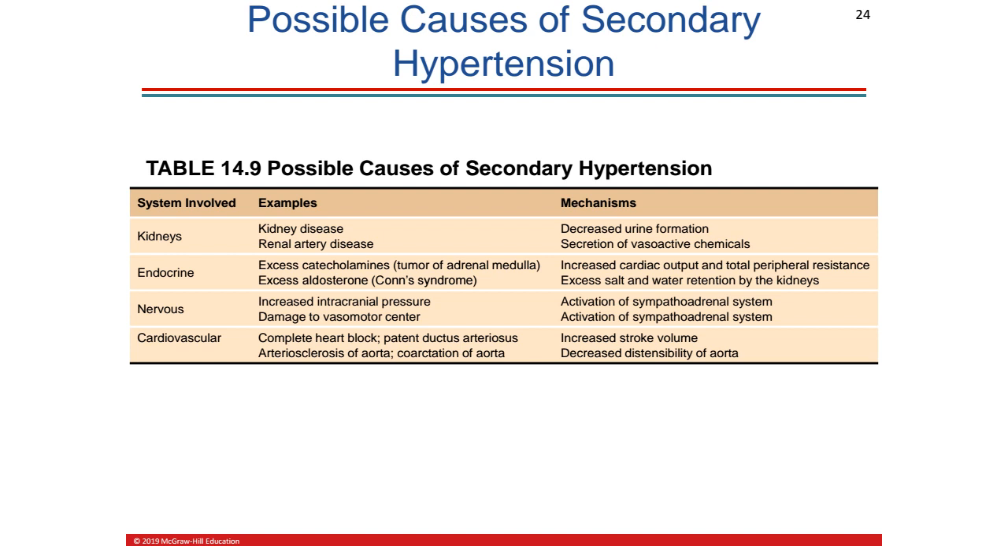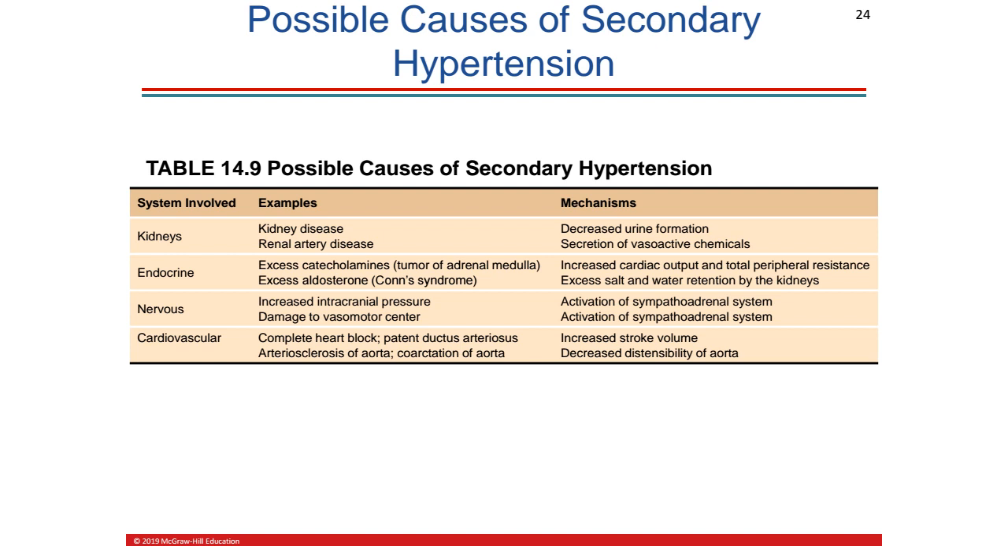Another possibility is you might have, for example, endocrine problems. So, for example, excess catecholamines, which would be epinephrine and norepinephrine. If they're released, they can lead to an increase in cardiac output, and they can also lead to vasoconstriction. And this would increase the total peripheral resistance. So both of those changes would lead to an increase in the mean arterial pressure.